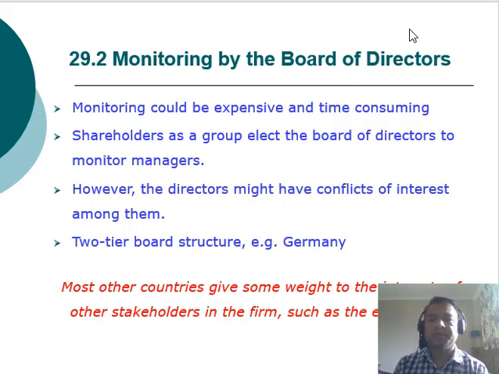For example, think about Germany. They have a two-tier board structure. One is for the employees and another for the top management. However, most other countries give some weight to the interests of other stakeholders in the firm, such as the employees.